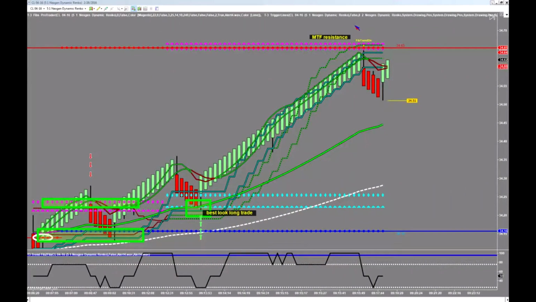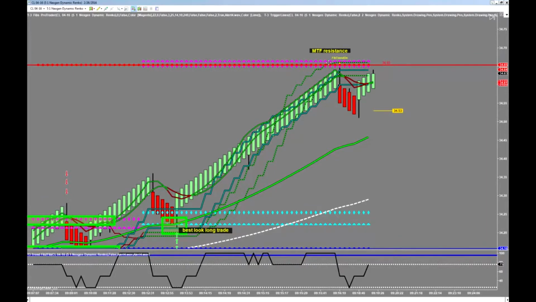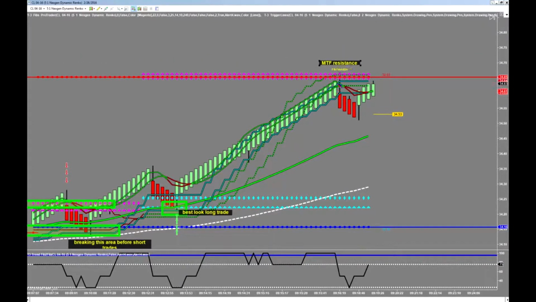What do you notice about this multiple time frame resistance as we get up here? What's the first thing that you're looking at when you get to a multiple time frame resistance? Well, your trigger lines. What's the initial thought process on these trigger lines up here? Is this resistance going to hold potentially, or is it going to break?